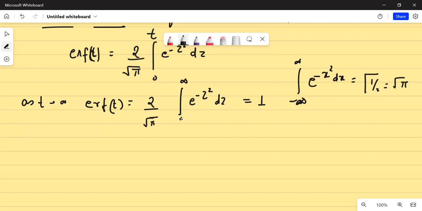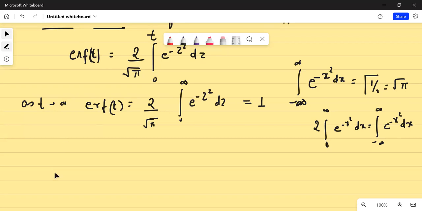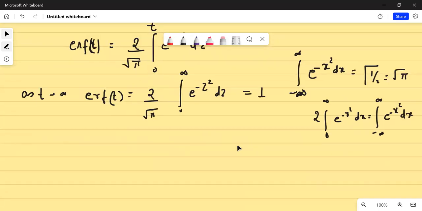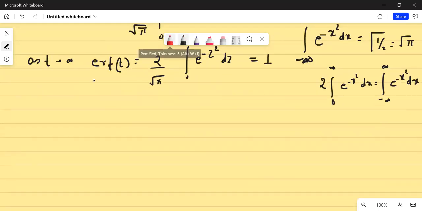So if you want to write this, I know that 2 times integration from 0 to infinity, e to the power minus x squared dx would be equal to integration from minus infinity to plus infinity, e to the power minus x squared dx, and then you can. Is that clear? I think this is quite easy to see. Good. So I know now this is one property: the limiting value of the error function is 1. Second, if I have another function that I want to define, it is called the complementary of the error function.